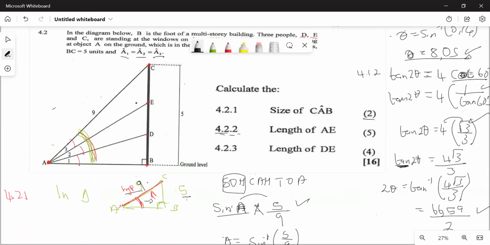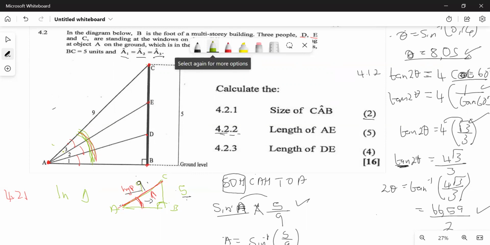There they say we must calculate the length of AE. Let's highlight the side that you're looking for. So you're looking for A to E, which is this side.